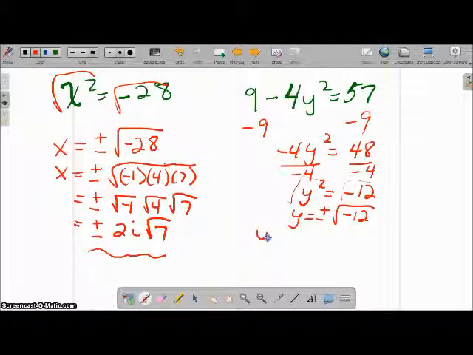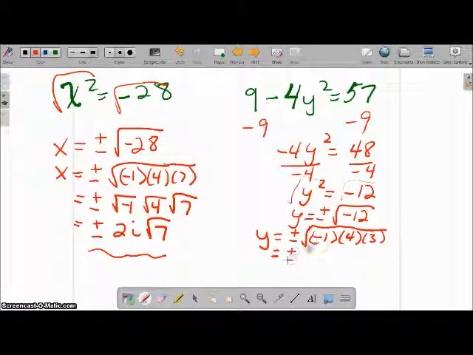Break it down. Negative 1. We know that 2 factors of 12 are 4 and 3. I picked 4 and 3 because 4 is a perfect square. This is i. This is 2, just like we did before. So we've got 2i times the square root of 3. Nothing we can do about that. And that is our answer to that equation.